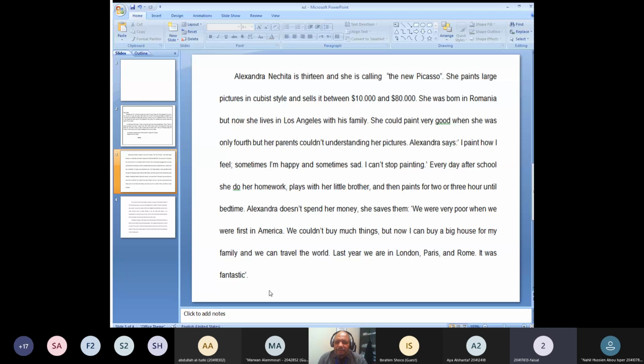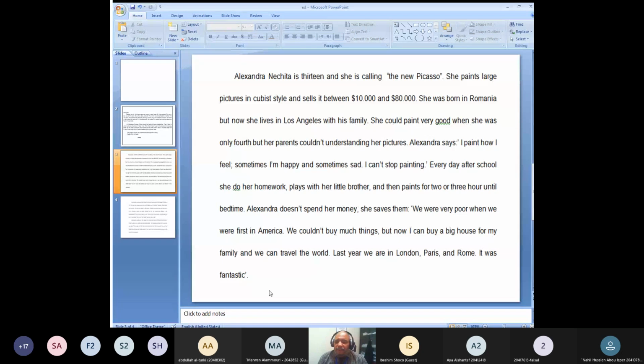Alexandra doesn't spend her money. She saves it. Of course, money is not countable, and whatever is not countable is singular, not plural. So that's why we're going to use "it," not "them." She saves it, which is obviously a reference to money, and money is singular, as you all know. Thank you so much.